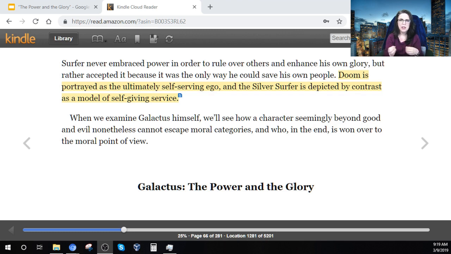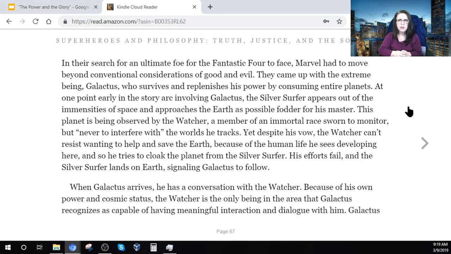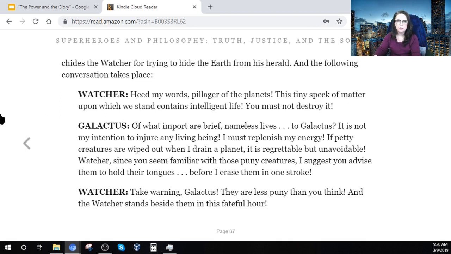This is great. Now they're going to move on to their next section, which is Galacticus, the power and the glory. So let's look at it. They introduce you to the Fantastic Four, they introduce you to Galacticus, the Silver Surfer, and the Watcher. So Galacticus is this being that needs to eat planets in order to stay alive. The Silver Surfer is the person who is enslaved to him to go find the planets for him to devour. The Fantastic Four are trying to stop Galacticus from devouring the Earth, and the Watcher is partaking in this conversation as well. So let's look at this conversation that we're having.